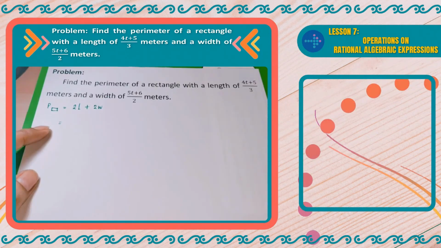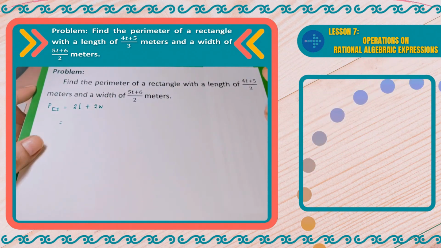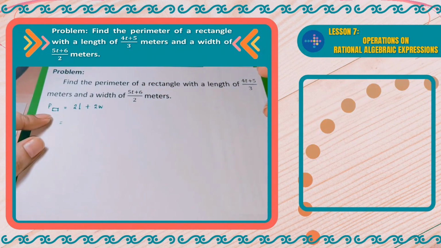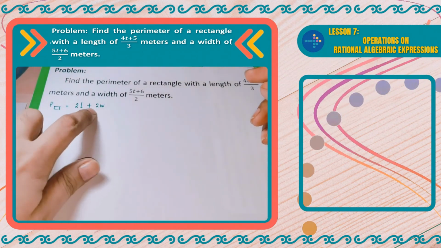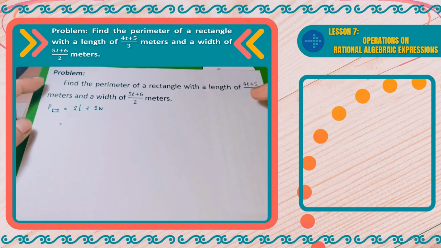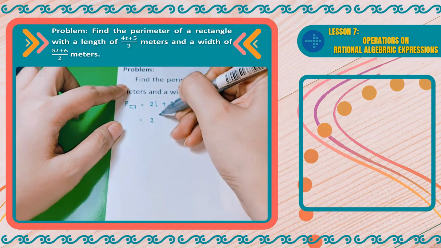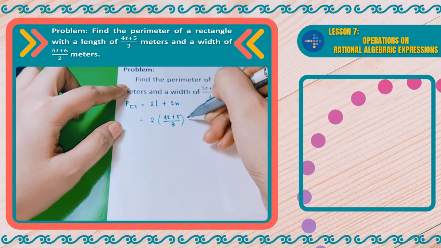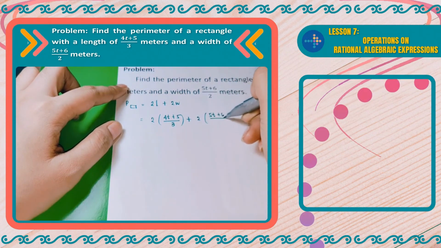So, the problem is to find the perimeter of a rectangle with a length of 4t plus 5 over 3 meters and a width of 5t plus 6 over 2 meters. So, since we all know that the perimeter of rectangle is equal to twice the length plus twice the width, so let us substitute the values of length and width in our formula. So, 2 times 4t plus 5 over 3 plus 2 times 5t plus 6 over 2.